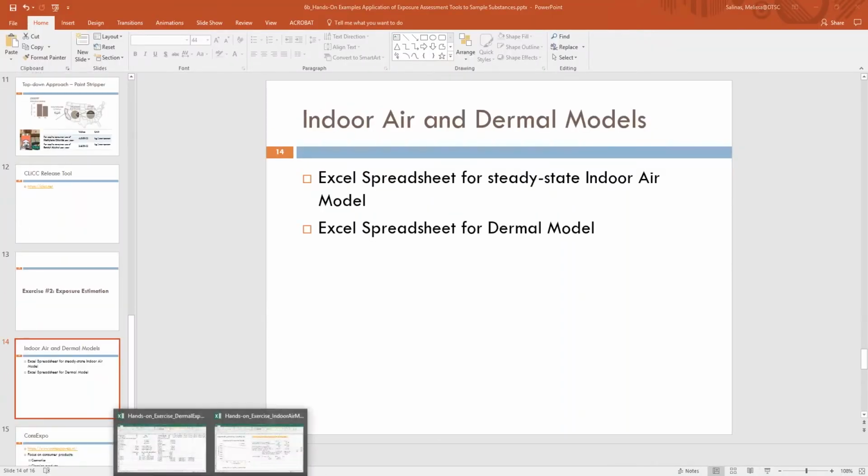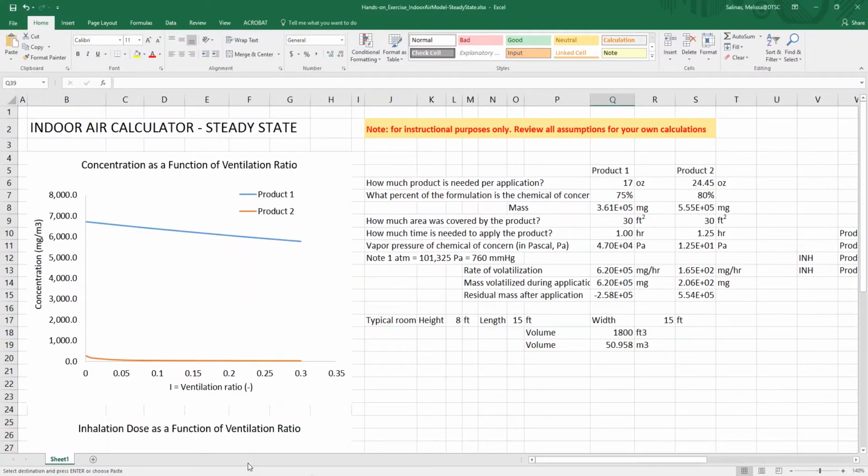First, the indoor air spreadsheet. So we have here in the spreadsheet, first, the most important thing is my disclaimer. It's meant to be just for instructional purposes. I've checked it, we've rechecked it. We had a couple of little bugs in there. I think it's all correct in terms of the calculations, but review all assumptions for your own calculations. This is meant to be more for giving you an idea of what could be done, but it's for you to make sure that the numbers that go in there are correct and that you have understood the assumptions for all of these.